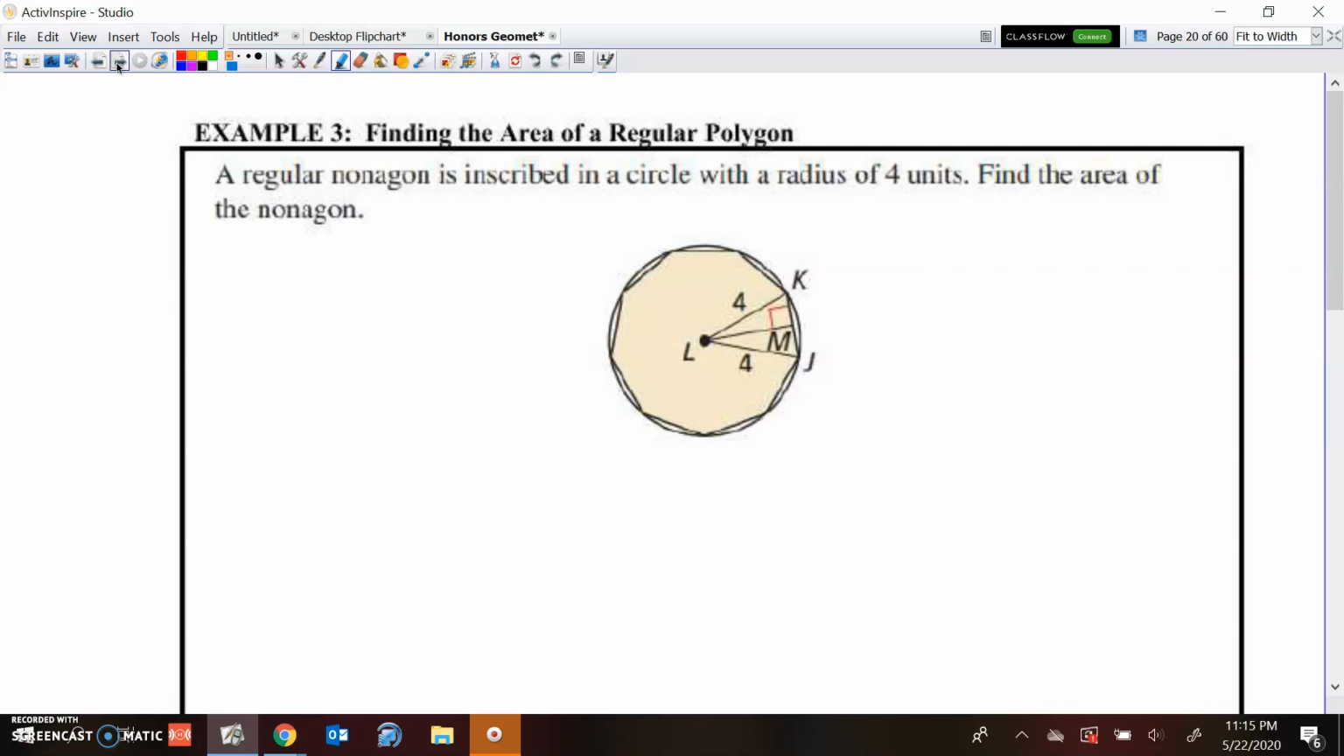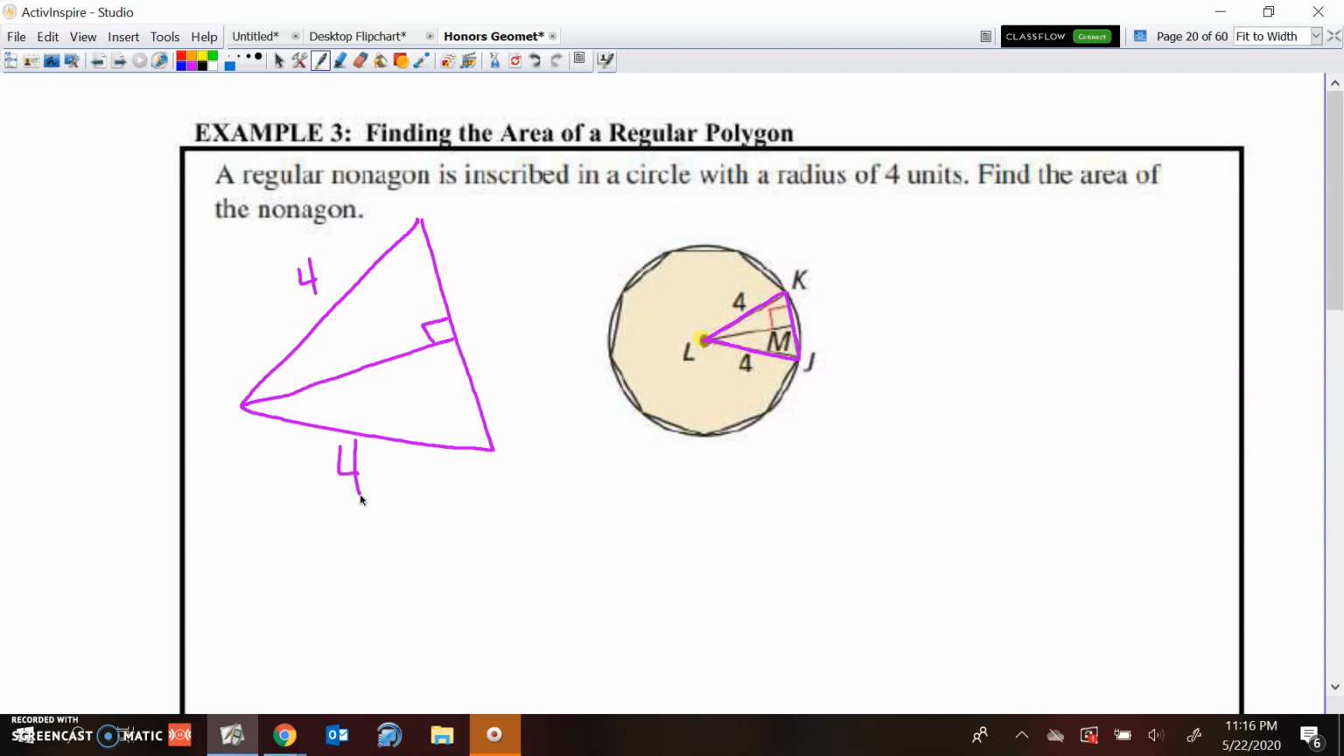Enough talking. Example 3, find the area of the regular polygon. The regular nonagon is inscribed in a circle, so we know this is a center. The circle has a radius of 4. Find the area of the nonagon. So I'm going to enlarge that triangle that they're showing us here. I'm going to draw in my apothem, putting it with the right angle. The only things I know are that this is 4 and this is 4. That's the only given that I have.